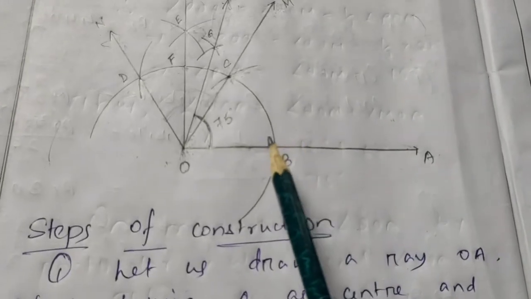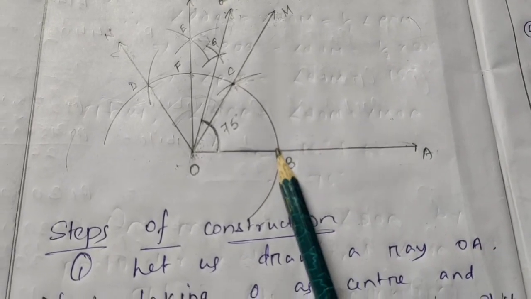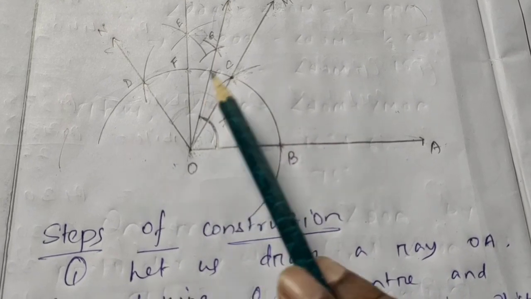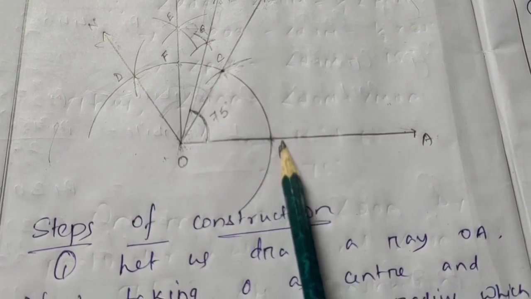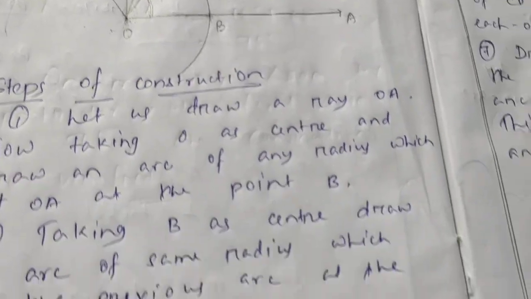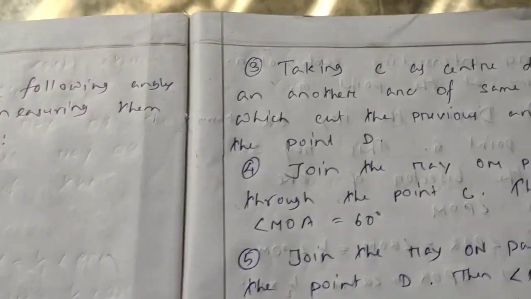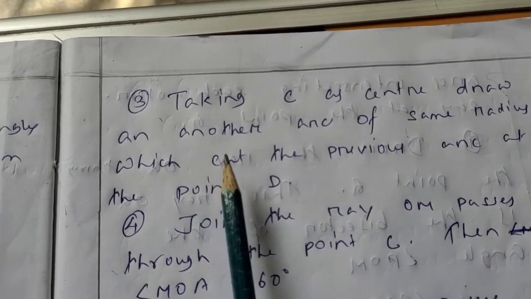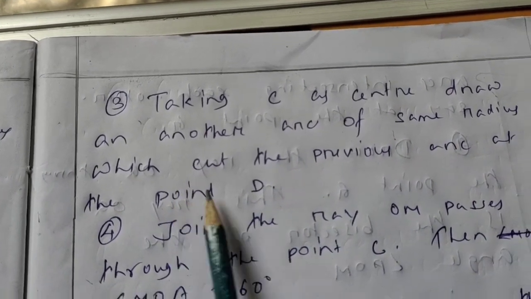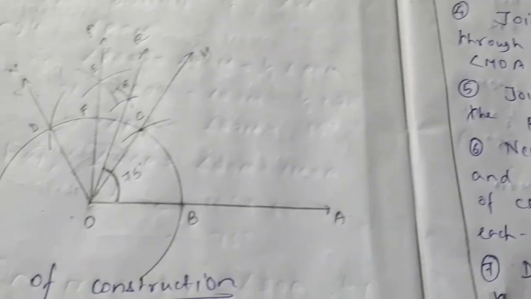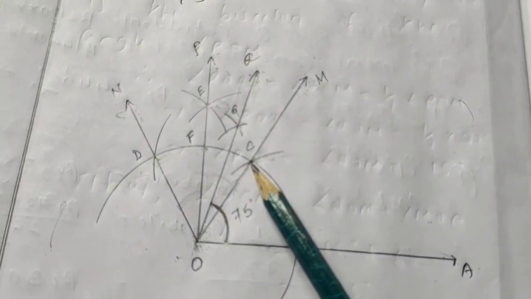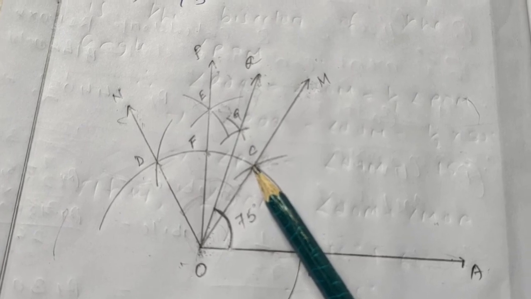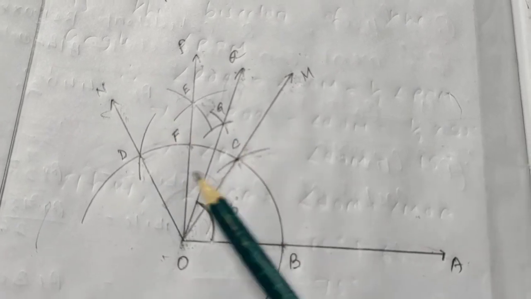Step 2. Taking B as center, draw an arc of the same radius which cuts the previous arc at the point C. Now take the point B as center, draw an arc of the same radius which cuts the previous arc at the point C. Now step 3, taking C as center, draw another arc of the same radius which cuts the previous arc at the point D. Again you go to the point C, take C as center, draw another arc which cuts the previous arc at the point D, this one.